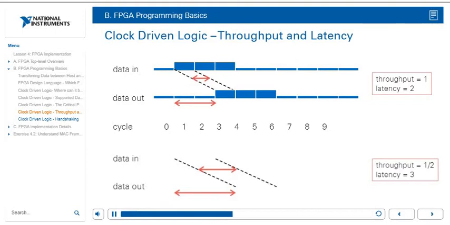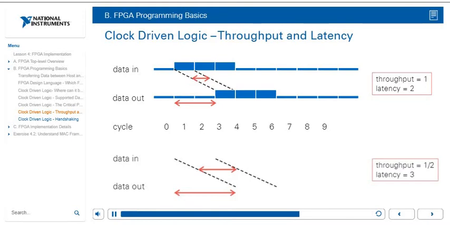So in the example at the top, we see that we get an input on clock cycle tick 1, and then it takes until clock cycle tick 2 for the first output. However, after that, we receive an output every clock cycle. Therefore, the latency is going to be 2, but the throughput is going to be 1.